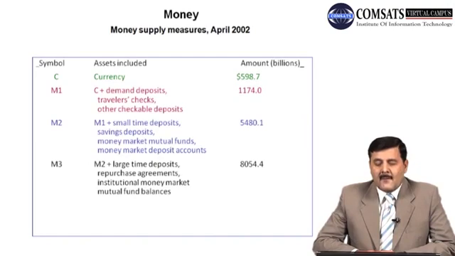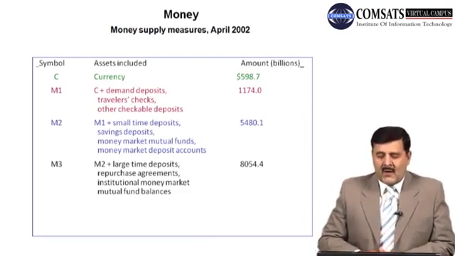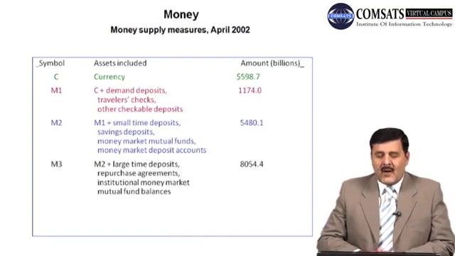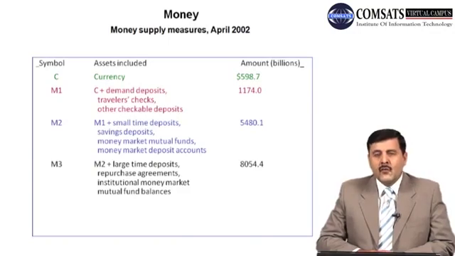which is $598.7 billion. Then we have M1, which is currency plus demand deposits and other traveler's checks and so on. Then it will become 1174.0. Now M2, further we add something to M1 and we'll get 5480.1, and then M3 is M2 plus large time deposits, repurchase agreements, institutional money market and mutual funds balances. If we add up these three different types of deposits to M2, we'll get the amount.